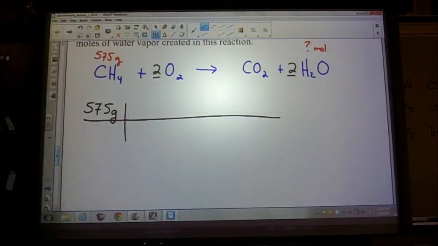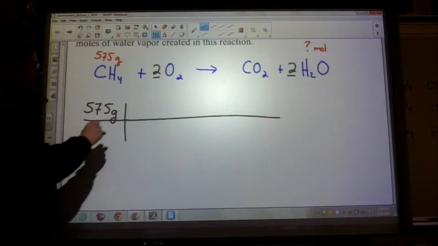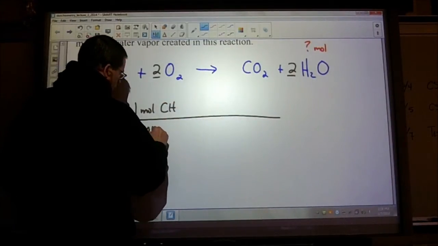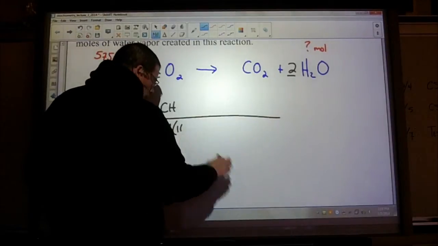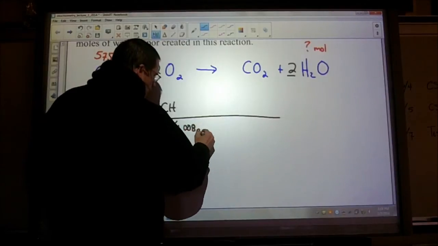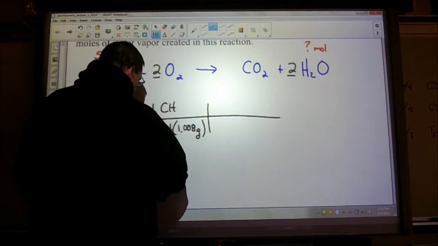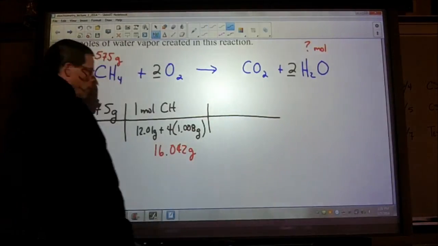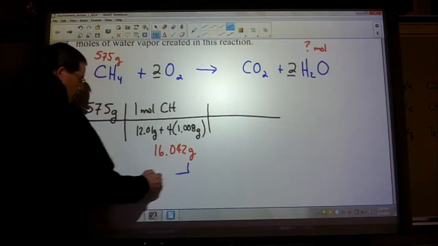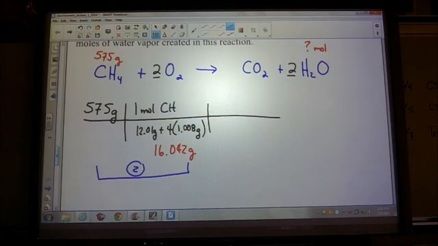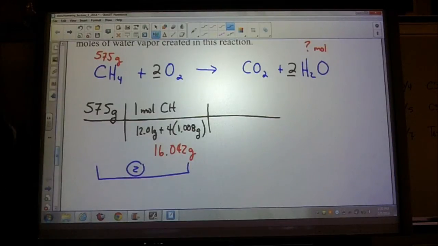Step 1, write a balanced equation. Step 2, change what was given into moles. So 1 mole of methane is 16.042 grams. All of this is step 2. I have a question. We'll give you more information later.